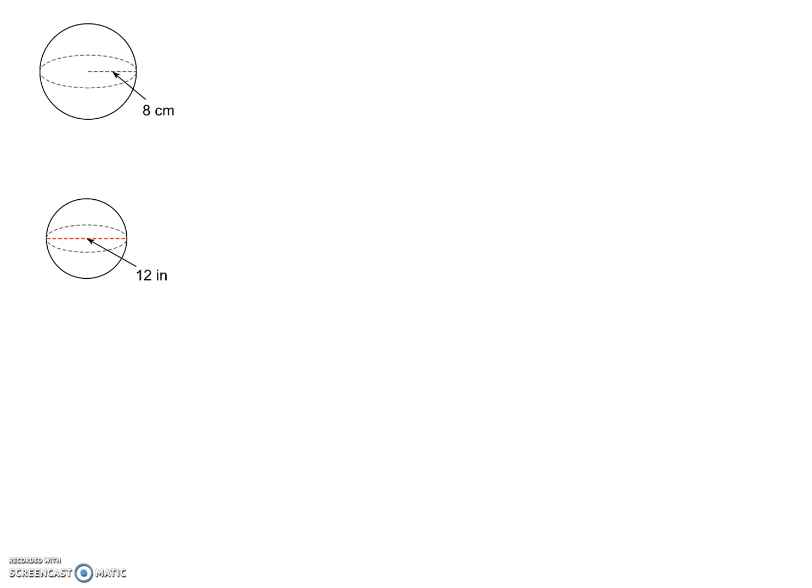All right, here we have a couple spheres. We're just going to find the surface area and volume of these two spheres just to practice our basic expressions. So we'll start with the top sphere. It's got a radius of 8 centimeters, which is perfect because we need to know the radius of the sphere.